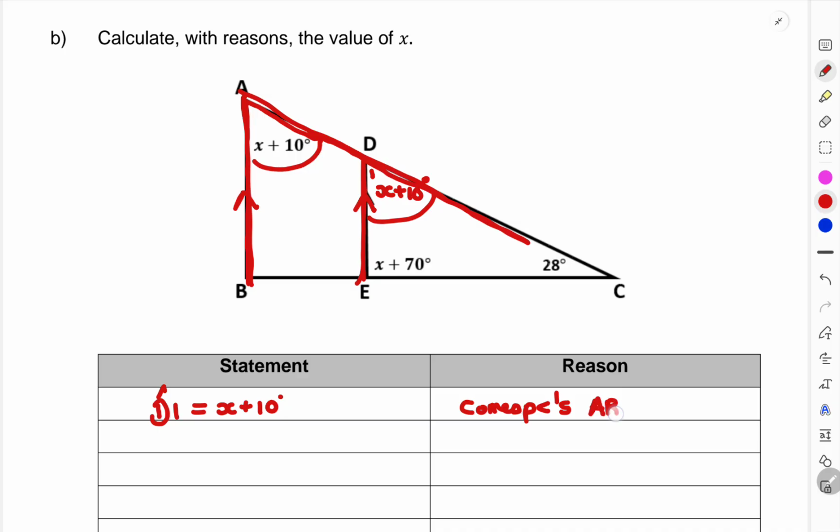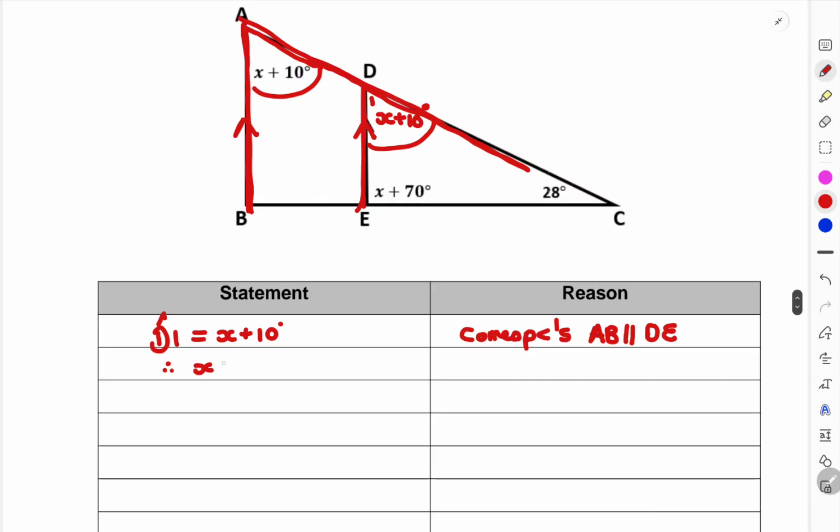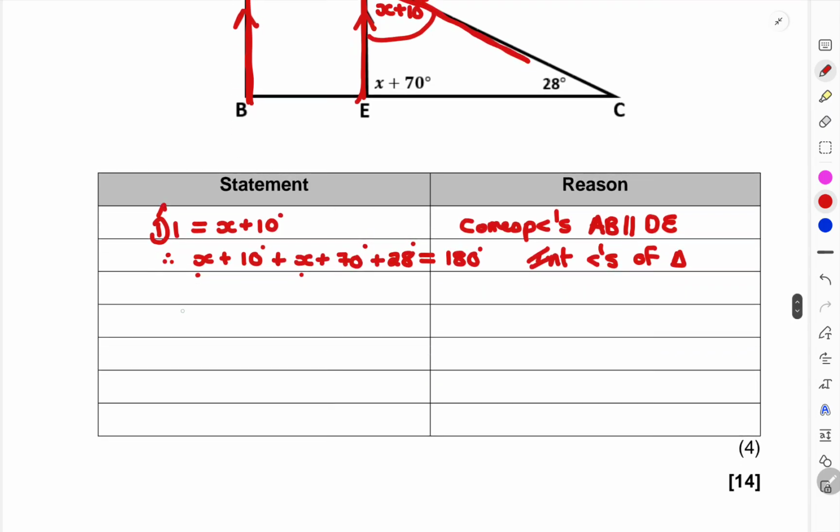We have to label AB parallel to DE. And then I'm going to say, well, x plus 10 plus x plus 70 plus 28 will give me 180 degrees because of interior angles of a triangle. And because we only have one variable missing, which is x, we can work out that x.